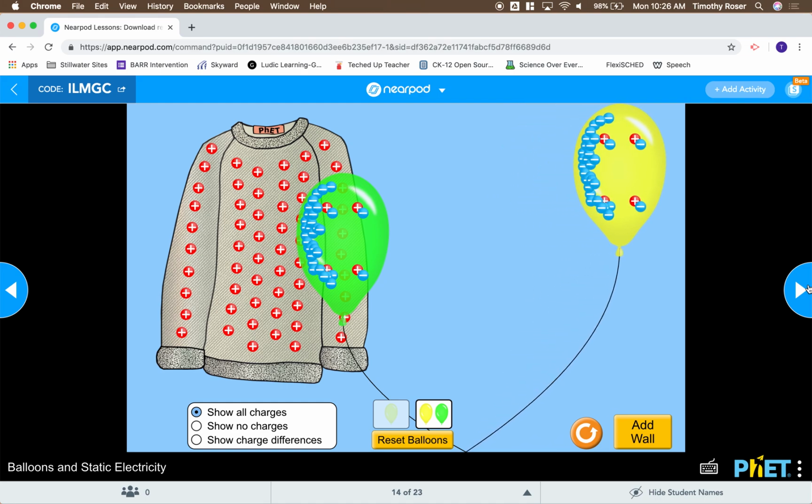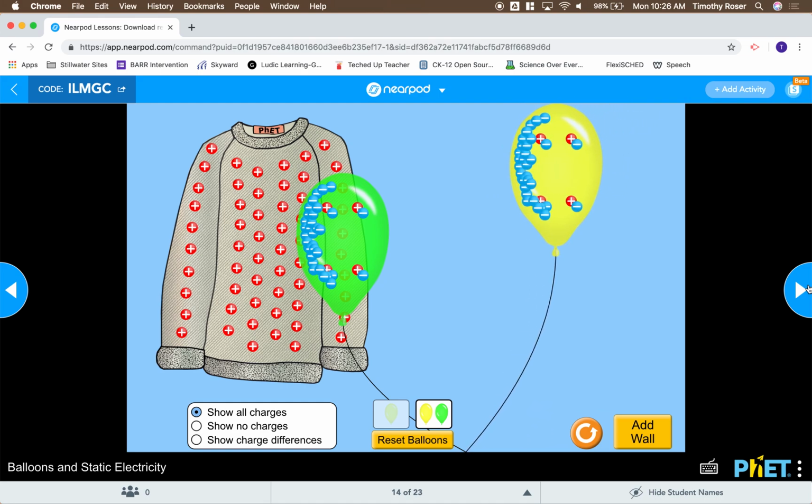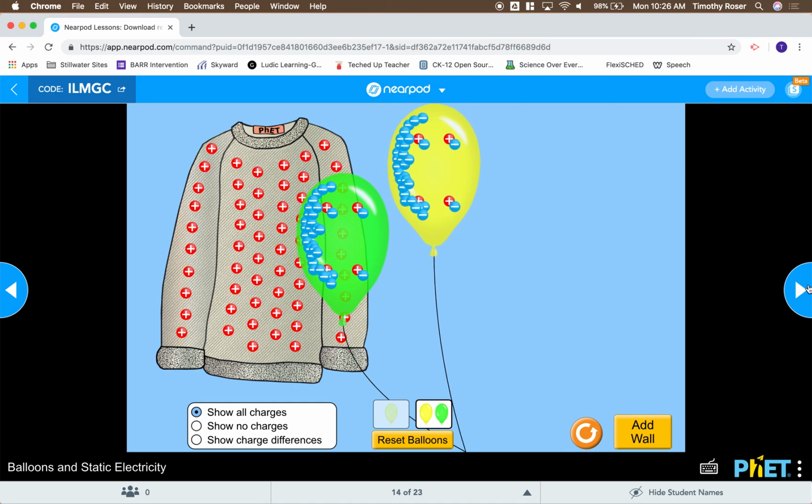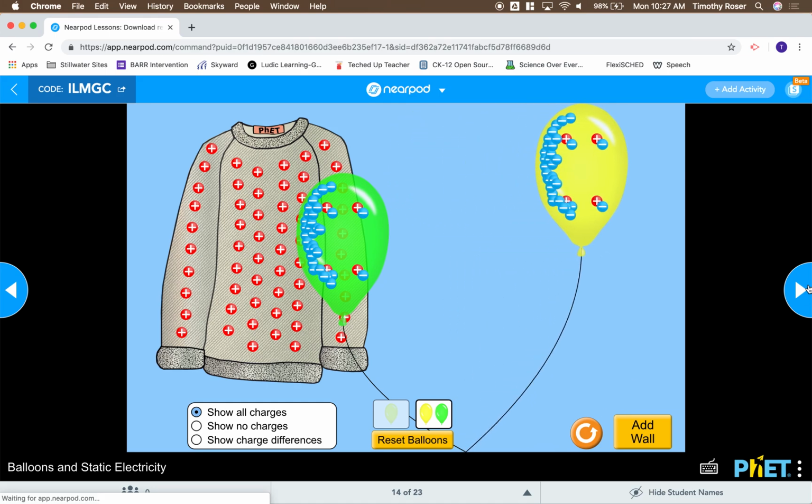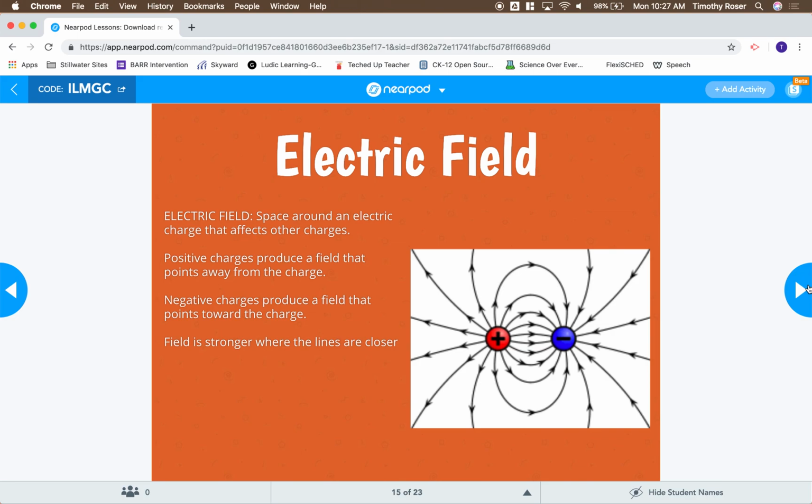Mess around with that, see how you can make the charges interact with each other, with the difference between how much charge there is and how close or far apart they are. Electric field is our third concept when it comes to static electricity. An electric field is the space around an electric charge that affects another charge.